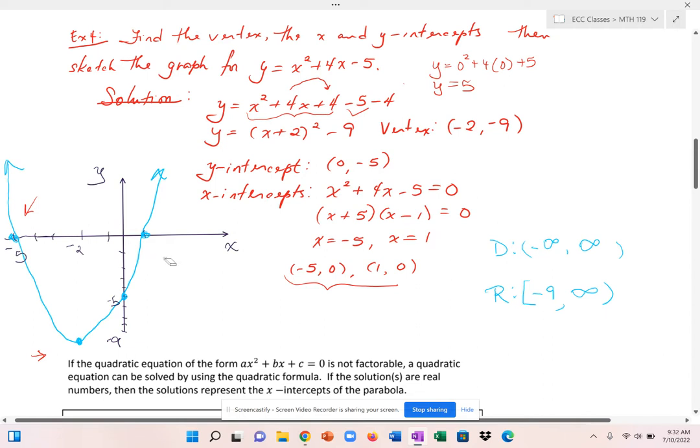So I didn't ask for domain and range in this question, but we'll just go over it. The domain, like I said, is all real numbers, but the range in this case, if you read it from bottom to top, this is the smallest number that y can be, and then it increases on both sides. So your range is from -9 to infinity, including -9.